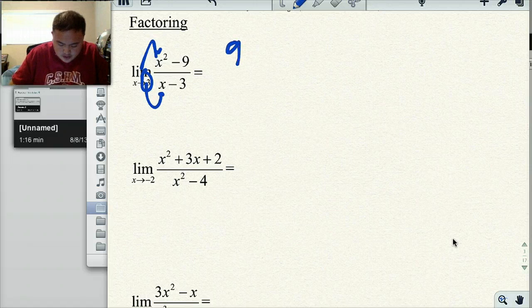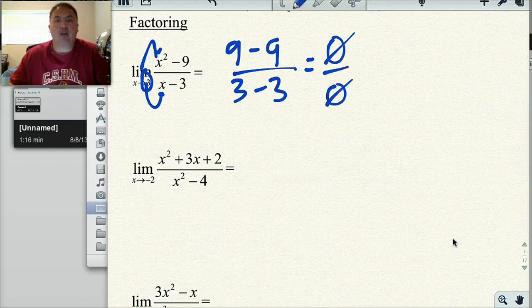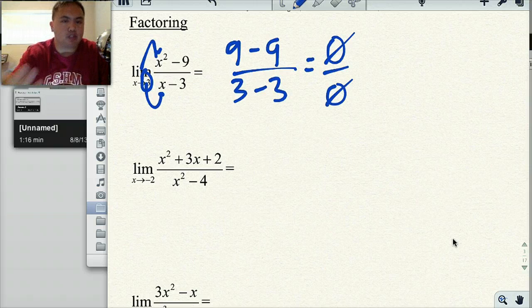3 squared is 9, and 3 minus 3 is 0 on the bottom. Doing my basic algebra, I get 0 over 0. Now, I told you earlier 0 divided by a number is 0. And I also told you earlier dividing by 0 is undefined. But what happens when you have 0 over 0? 0 over 0 tells you that you have to factor, you have to cancel, you have to do something to get rid of the 0 over 0. 0 over 0 means there's still more work to be done.